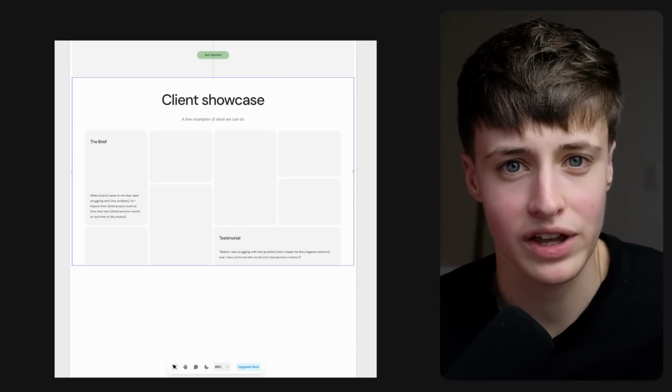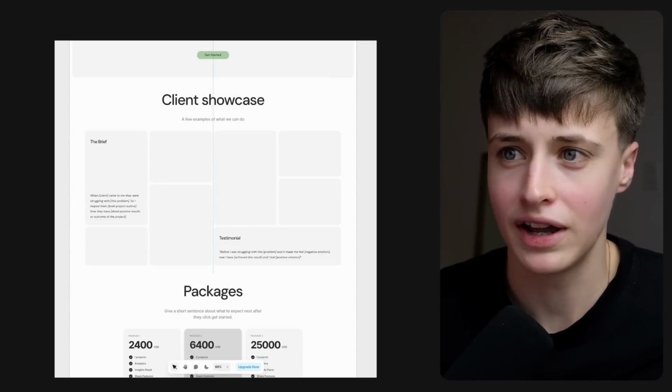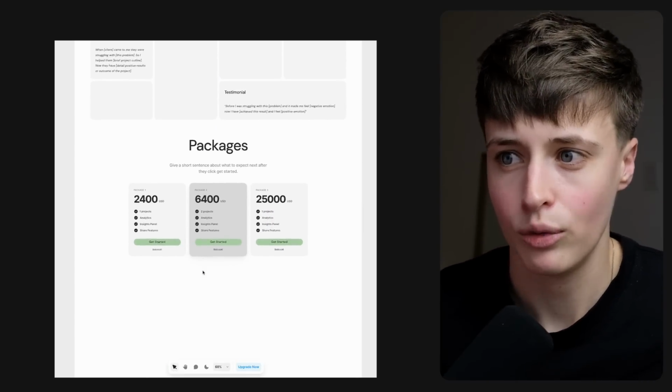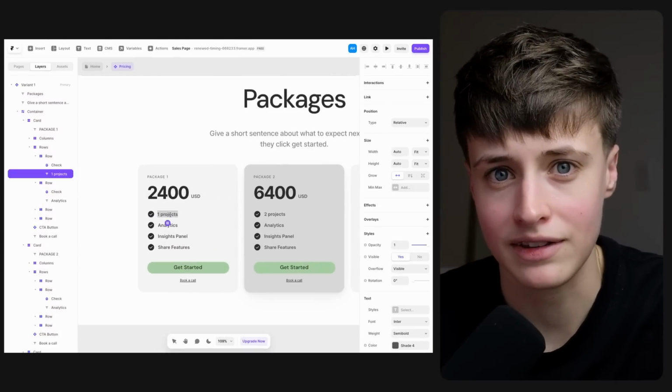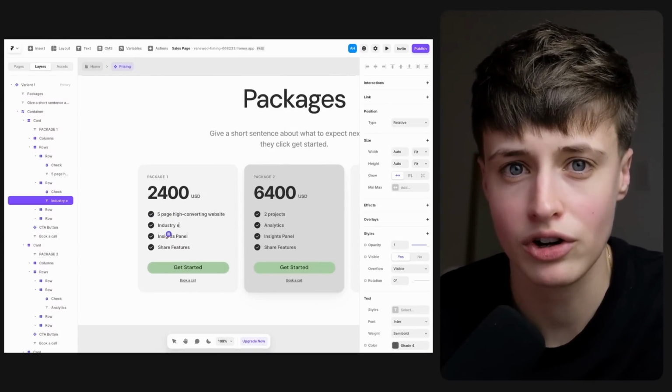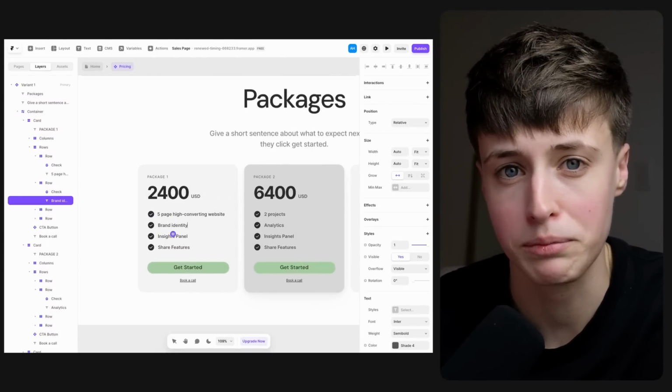So I think it's about time we give our clients some buying options. So we want to outline our packages here. When you're listing what's included, you want to keep this as clear and simple as possible and try and stick to just the things that are most important to the client.